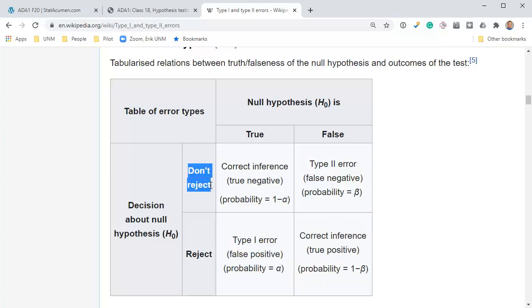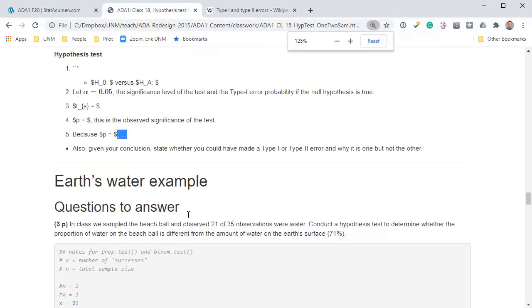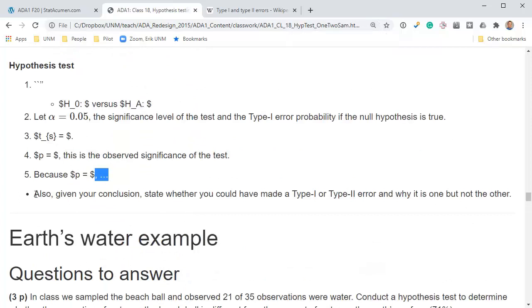But if we don't reject, if basically our data are consistent with the null, and the null is true, then we make correct inference. But if our data was consistent with the null, but the null happened to be false, then that's where we could have made a type 2 error. We should have rejected that null, but we didn't have enough evidence to reject it. Okay, so that is how to answer this question. Given your conclusion, state whether you could have made a type 1 or type 2 error. It depends on whether you rejected or failed to reject.